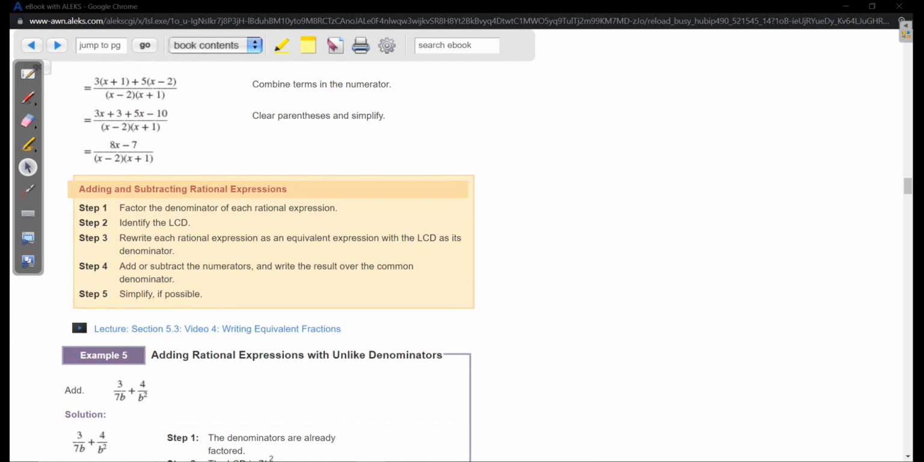Addition and subtraction of rational expressions with unlike denominators. Now we're getting to the fun stuff. And by fun stuff, I mean not fun stuff.